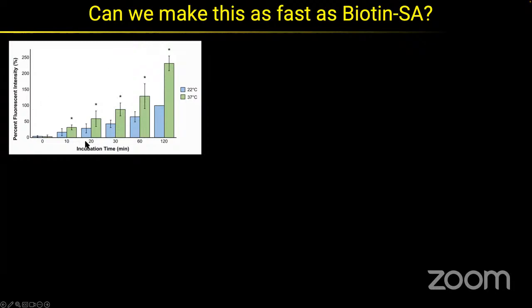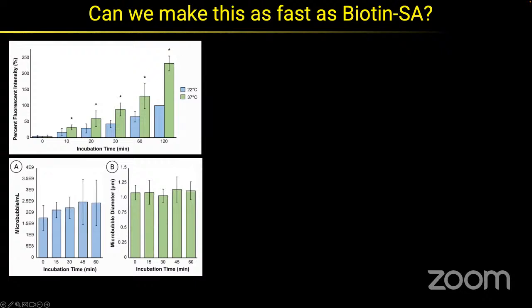What you're looking at here is a bar graph where we compared the fluorescent intensity of microbubbles with this azide alkyne reaction at different temperatures over time. What we're able to show is that by about 30 minutes at 37 degrees, we're getting just as much labeling as we were at 2 hours at room temperature. That's great, because if we can make it as quick and easy to use as biotin streptavidin, then I think we can get more people using clinically translatable contrast agents.